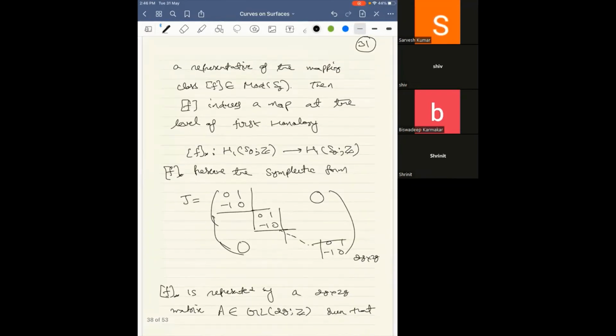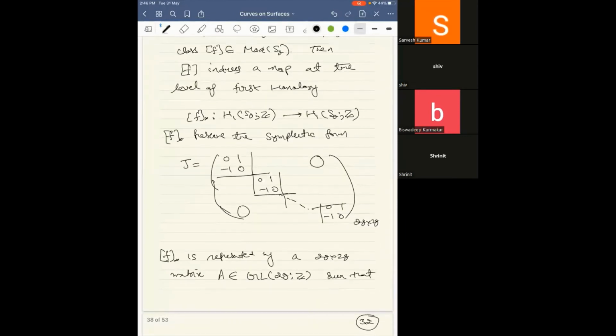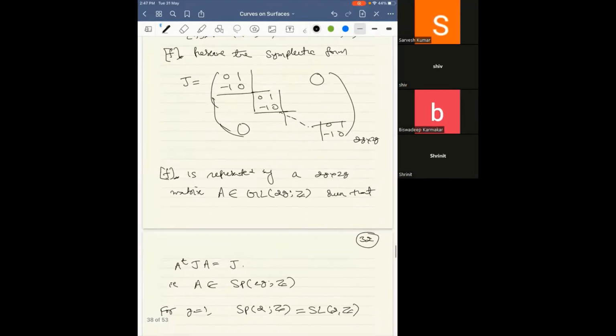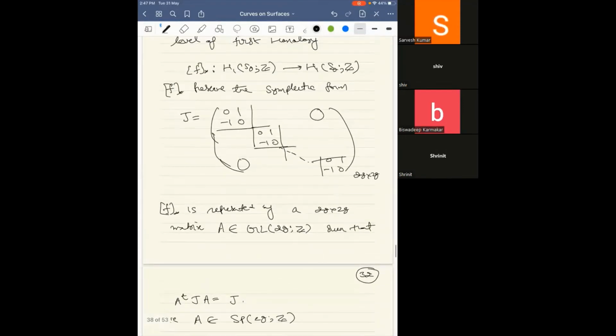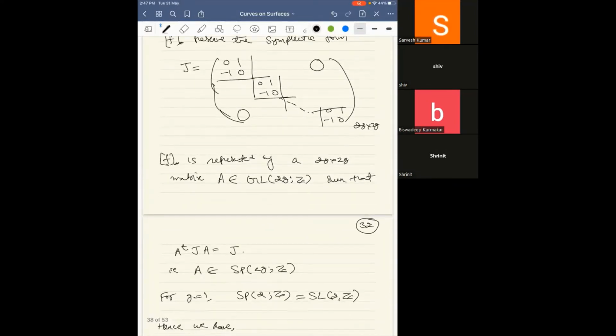I hope you are familiar with this J. So J is this block matrix of size 2g cross 2g. And so you can represent this element of homology, just look at its action on the generators. And so one can see this represents an element of GL(2g, Z) such that it preserves this form, A transpose J A equal to J.